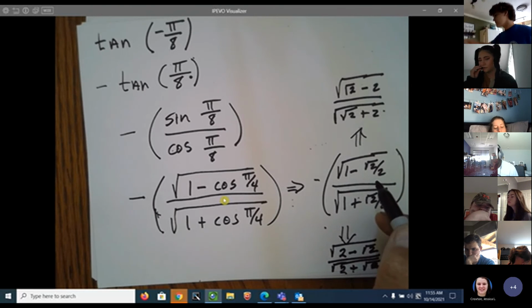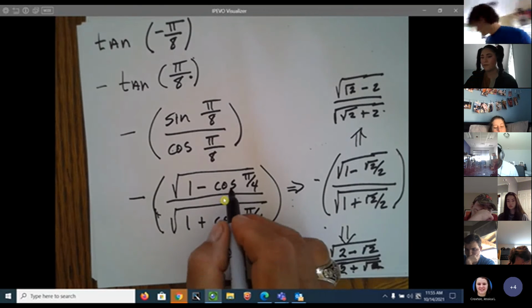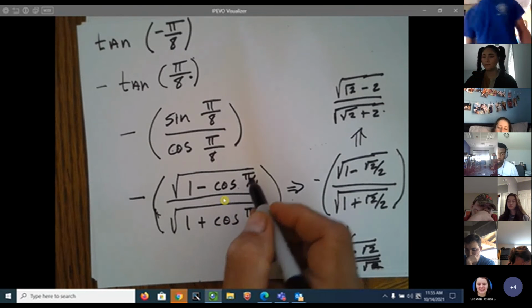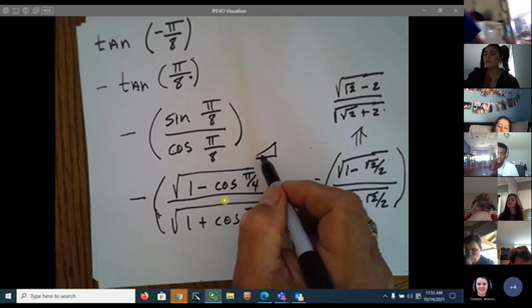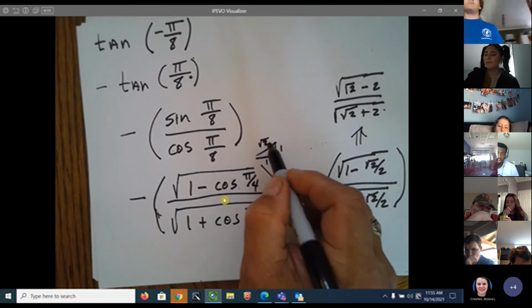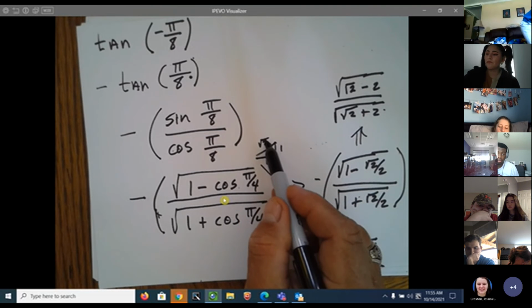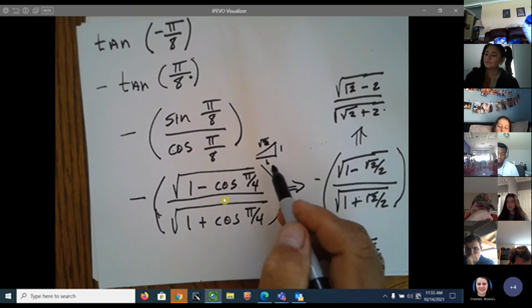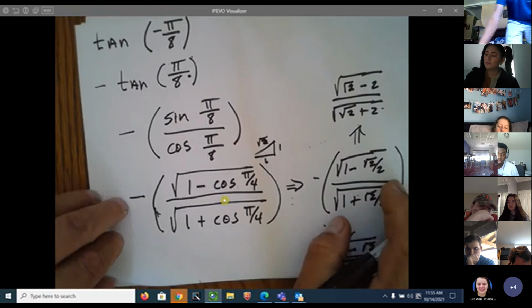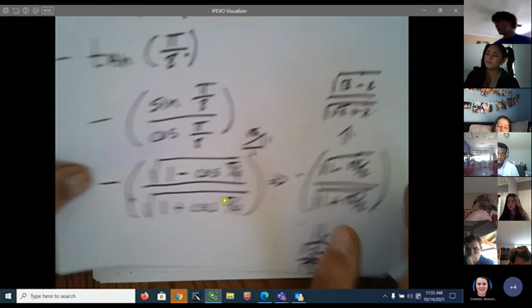What's the cosine of pi over 4? Let me make sure I didn't mess up here. Cosine of pi over 4 is 1 over the square root of 2. Okay, hold on just a second. I may have messed up. Let me go back right here.